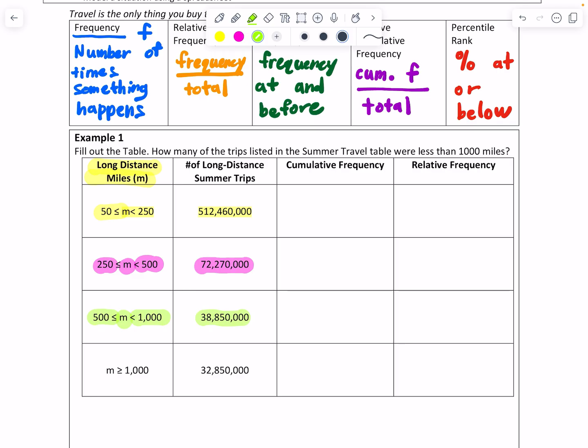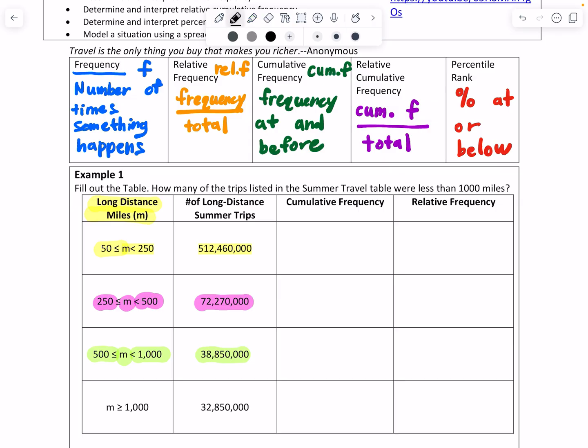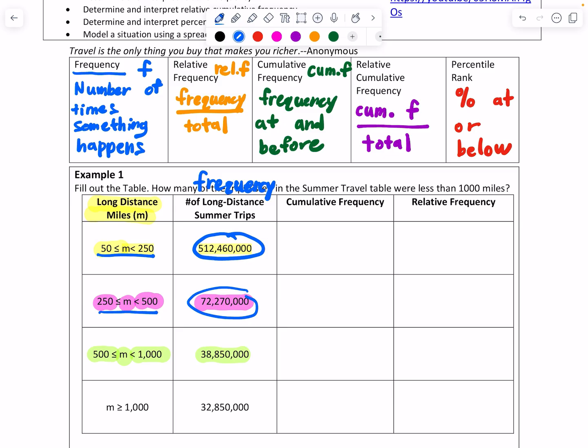Okay, so we're going to start by filling out the cumulative frequency. So reminder, cumulative frequency is the frequency at or before. So for the first one, the cumulative frequency is going to be just our frequency. Oh, maybe I should point that out too. This column right here is our frequency, because this many trips are happening in this range. This many in this range, and this many in this range. So they gave us the frequency already. Now the cumulative frequency for the first one is just going to stay the same.